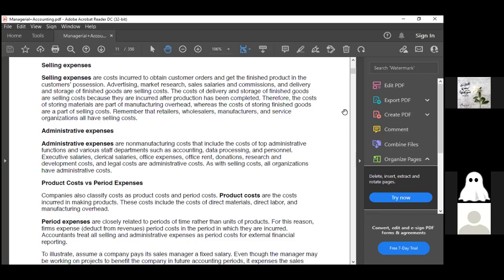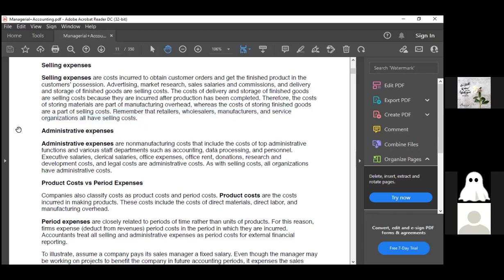So since when the finished goods are ready, the production process is over for that product. Okay, so that product is not part of the production process anymore. Hence, it is included in selling cost. So remember the retailers, wholesalers, manufacturers, and service organizations all have selling cost to them.